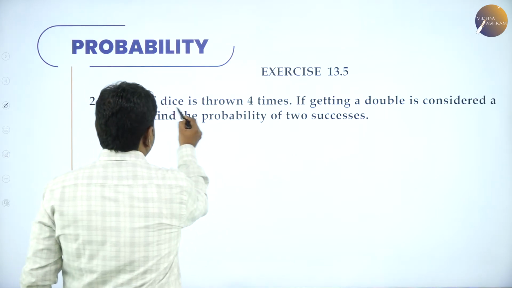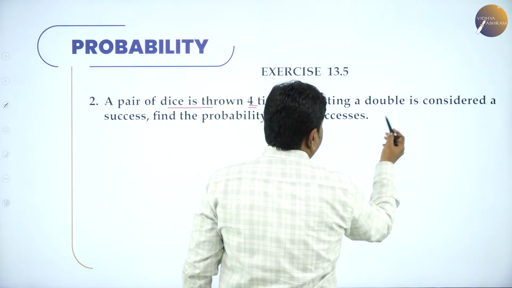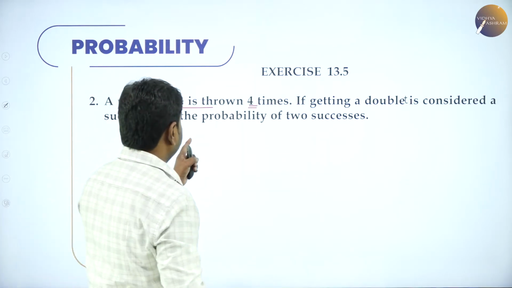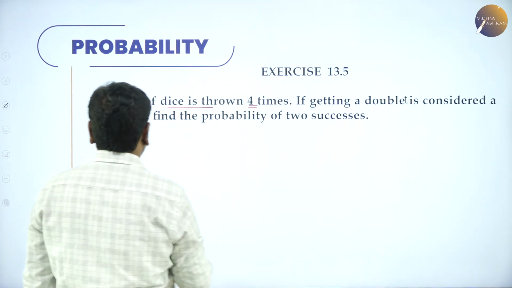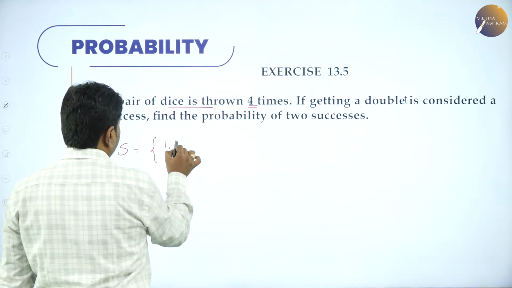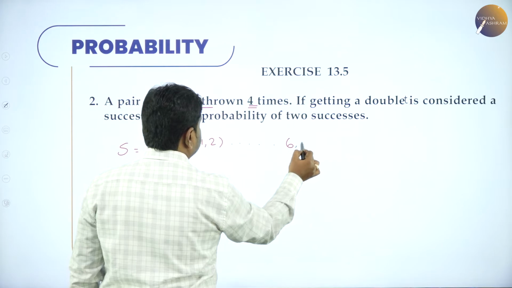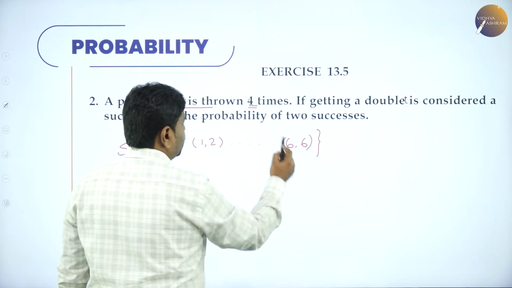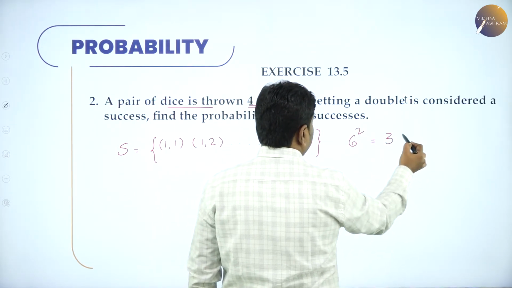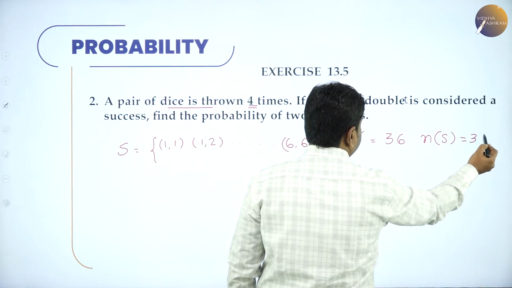Now a pair of dice is thrown 4 times. If getting a doublet is considered as success, find the probability of success. So what is a doublet? When you roll a pair of dice, 1 1, 1 2, 1 3, till 6 6. See, dear students, when you roll 1 die, you will get 6 outputs. Such 2 dice, if you roll, 6 squared, 36 outputs. Means n of S, the number of outputs, is 36.